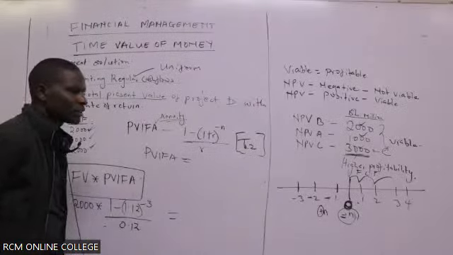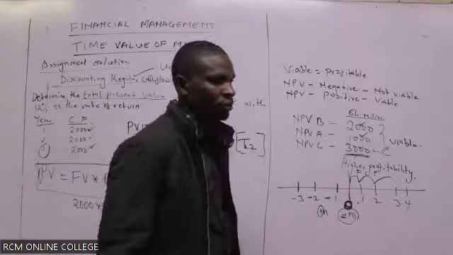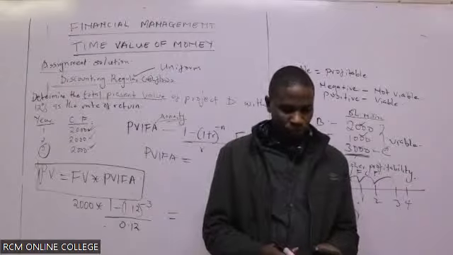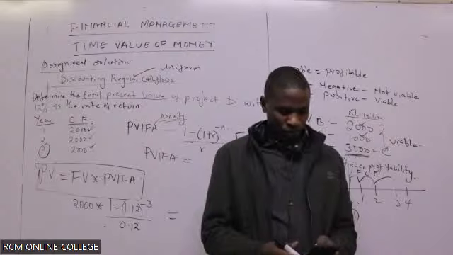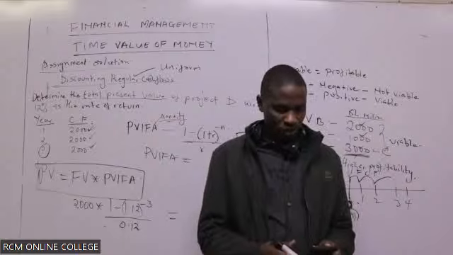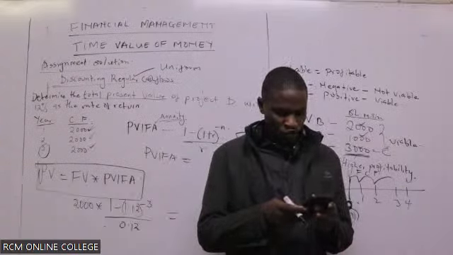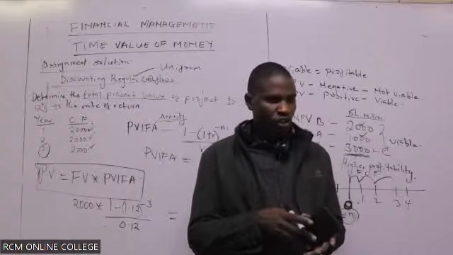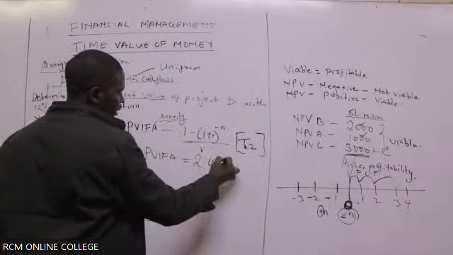Somebody using a table is very fast, so I'm wondering whether you people still have your tables. Using a table is a bit easy. 2.4018. Let me check my table as well. 12%, 3 years. 2.4018. Yes, I'm getting the same. Please, can you try and use a calculator?